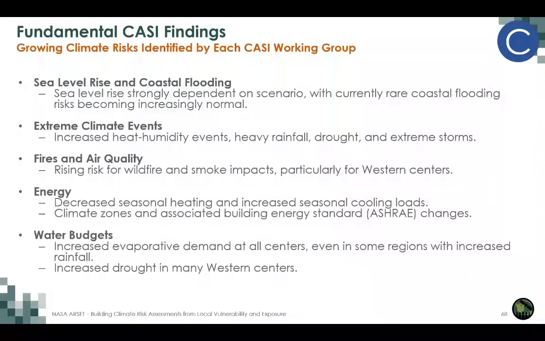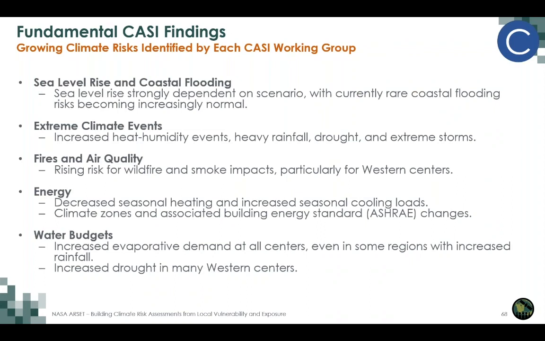There are growing climate risks identified by each of the CASI working groups. The sea level rise and coastal flooding group has shown that sea level rise is strongly dependent on the emission scenario, with currently rare coastal flooding becoming increasingly normal as the century progresses. CASI's extreme climate events group has shown that there is an increase in the heat humidity events, heavy rainfall, drought, and extreme storms across many of the NASA centers. The CASI Fires and Air Quality Working Group has shown that there is a rising risk for wildfire and smoke impacts, particularly for the Western centers.